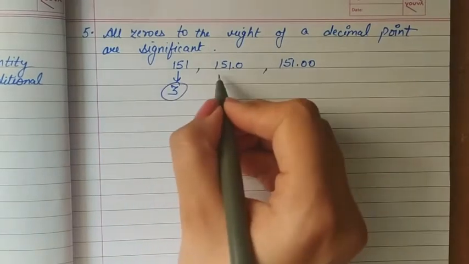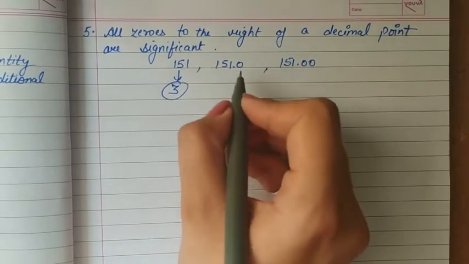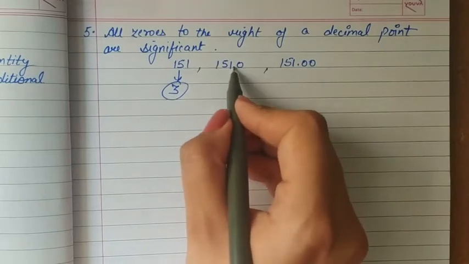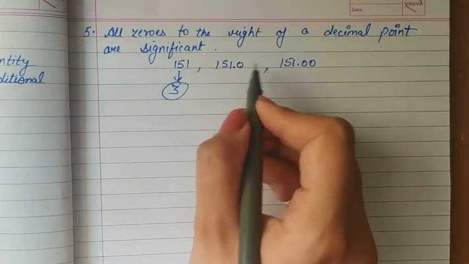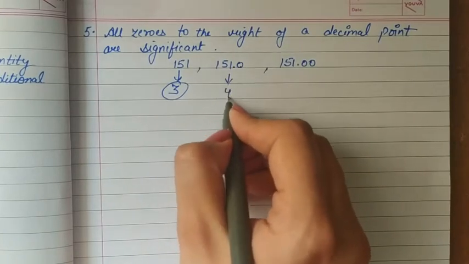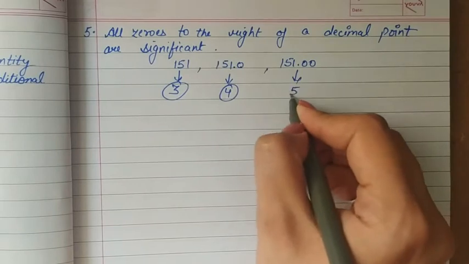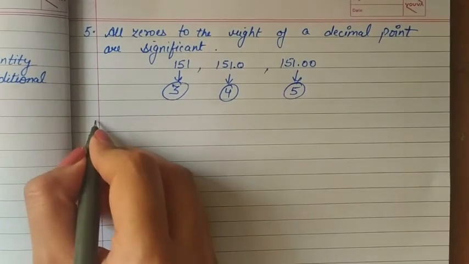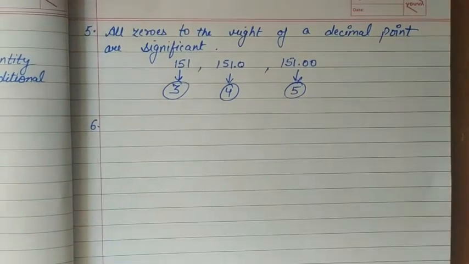Now 151.0, this is the point that all zeros to the right of a decimal point, the zeros to the right of the decimal point, they all are significant. That means 151.0 contains 4 and 151.00 contains 5 significant digits. This is according to rule number 5. Right? So move to rule number 6.